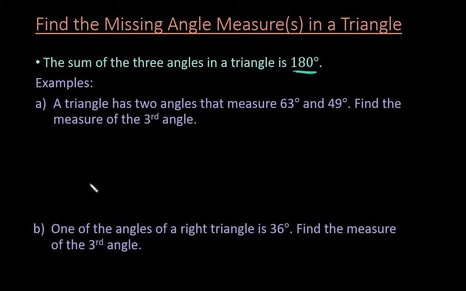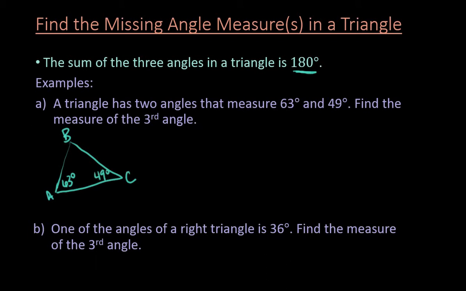If it helps, you can always draw a picture. Your picture doesn't have to be drawn to scale, but sometimes it just helps to draw a triangle. So for this first one, if I just draw out a triangle, I'm going to label it as A, B, and C, and it doesn't matter where you put your angles or which one is which. They did tell us that a triangle has two angles that measure 63 degrees, so I'm just going to let this one be my 63 degrees, and I'm going to let this one be my 49 degrees.